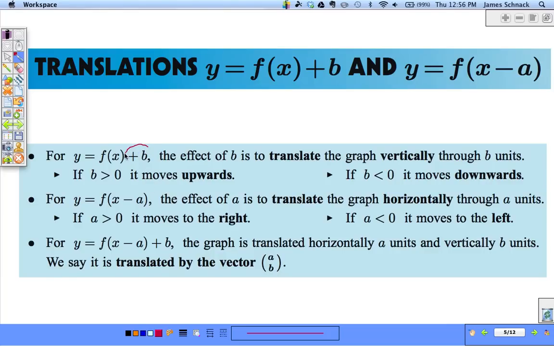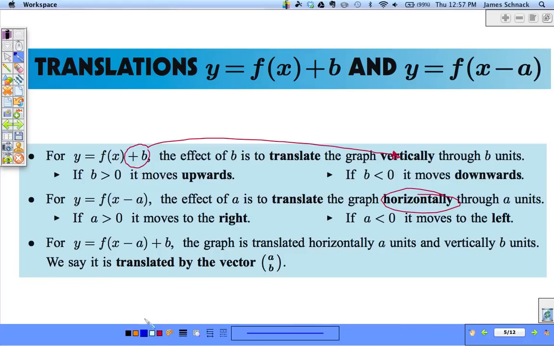If we're adding b, remember this is outside, that's going to be vertical. And if that b is positive, we go up. If b is negative, we go down. Sounds easy enough. Now if we have a, f of x minus a is being done to the x on the inside, so we are going horizontal. And if a is positive, we move to the right. If a is negative, we move to the left.